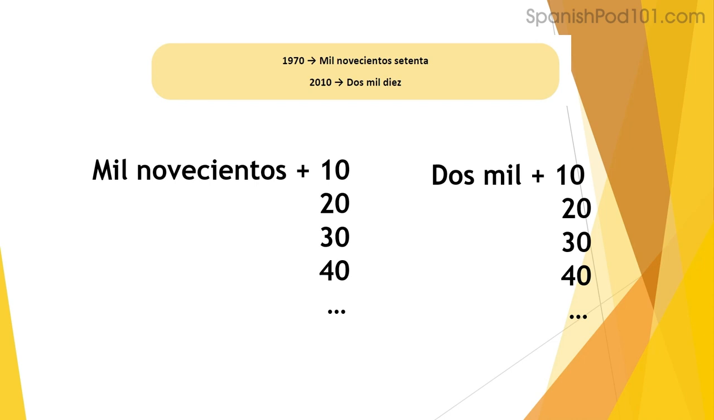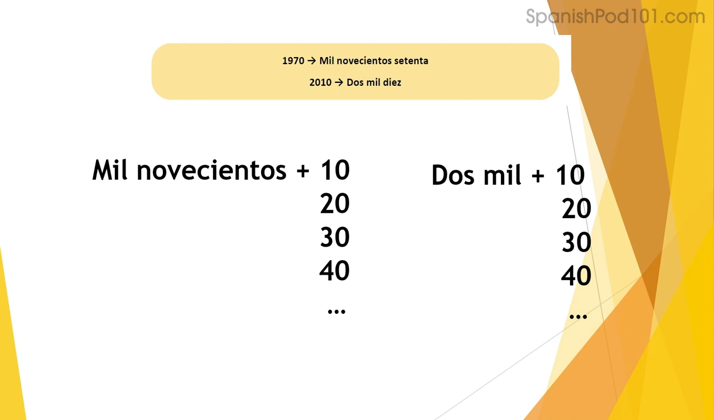Let's continue with 2010. So we're saying in Spanish, 2010. That's what we're saying, okay? Repite. 2010. Okay, perfecto. So the structure is fairly easy.